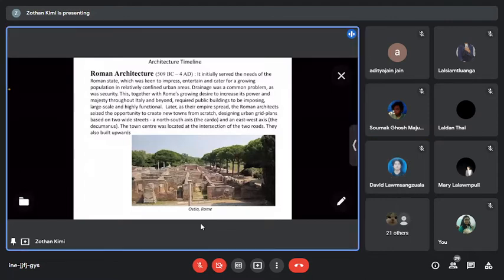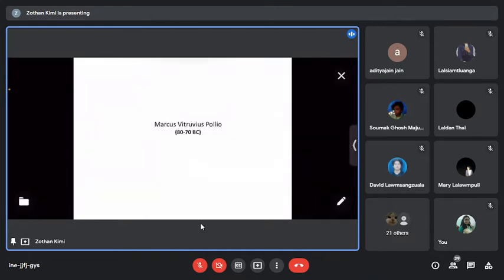And okay, let's move on. Let's not go into too much detail on this, since we're going to learn about it in detail in the next class. Anyway, so do we know who Marcus Vitruvius Pollio is? You must have heard of Vitruvius. Does anyone know who Vitruvius is?